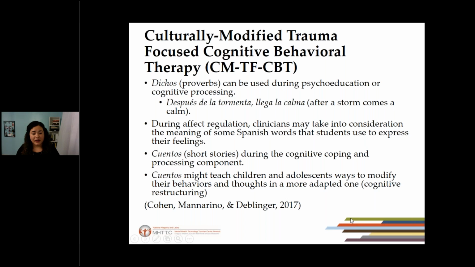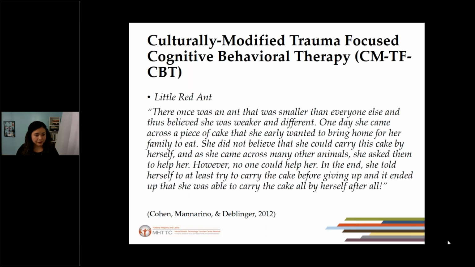Here on the next slide, I present a short story that is in the TF-CBT book. I think they have two more short stories. You can look in the references. I have the name of the book and the authors, Cohen, Mannarino, Deblinger. They did an amazing job. They are the developers of this therapy. And Michael de Arellano was the one who talks in chapter 10 about the modifications for the Hispanic and Latino population. You need to have this book because it's amazing.